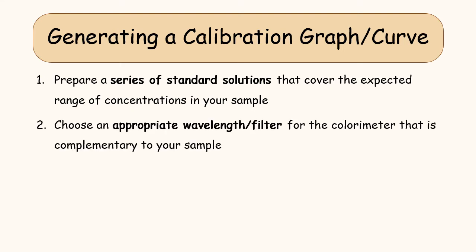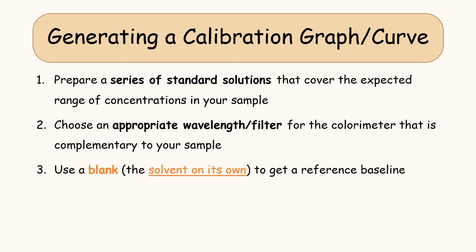You then need to choose an appropriate wavelength or filter for the colorimeter that is complementary to your sample. So we'll talk a bit more detail about how to do that and what is meant by a filter, but you need to choose the right filter. Then you need to do something called a blank. Now a blank basically measures the absorbance of that particular coloured light in whatever solvent you're using.